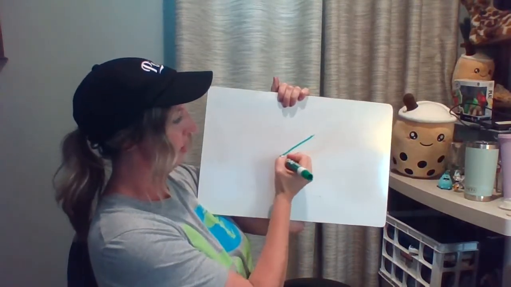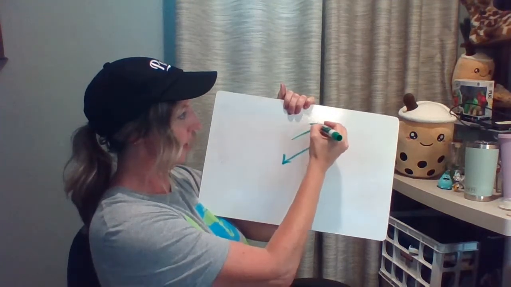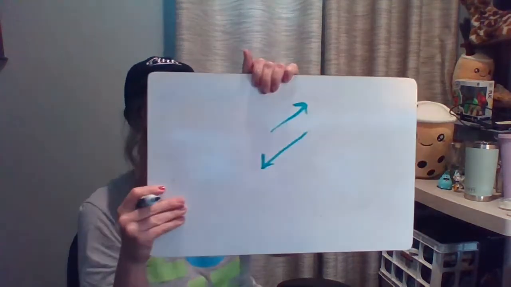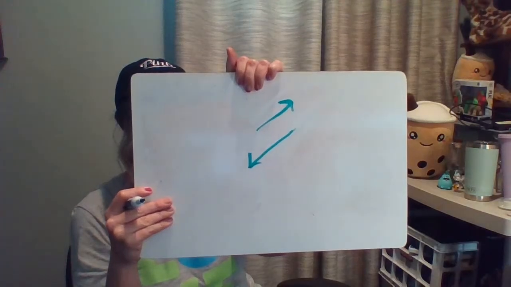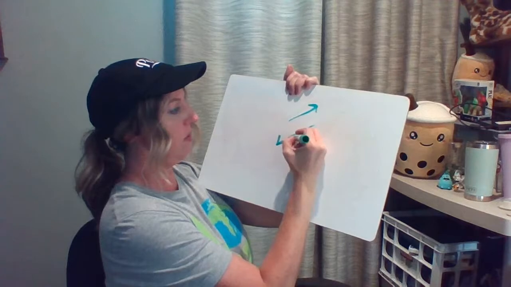So one side is going one way. This side is going the other way. And this is going to be our crust. We're only going to label one side.